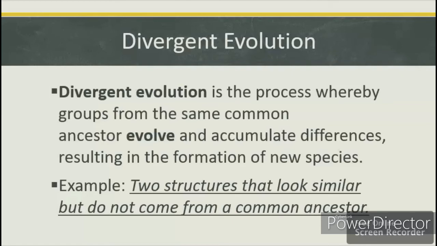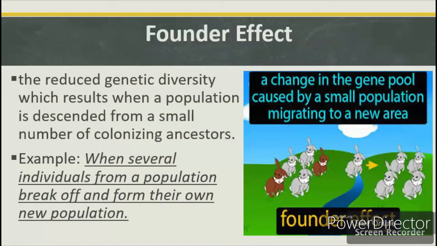Okay, for the next one, it is divergent evolution, which is the process whereby groups from the same common ancestor evolve and accumulate differences, resulting in the formation of a new species. An example for this is two structures that look similar but do not come from one ancestor. The next one is the founder effect.